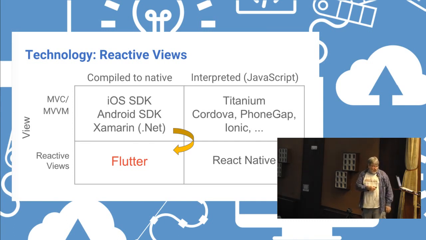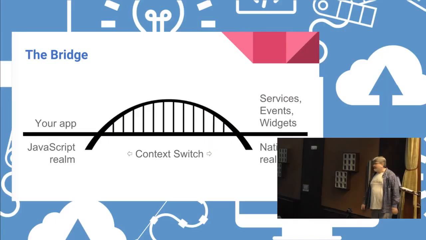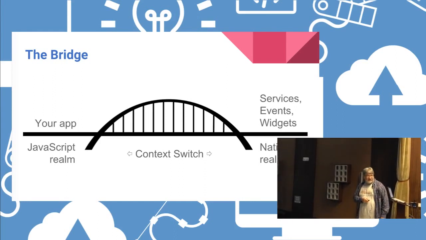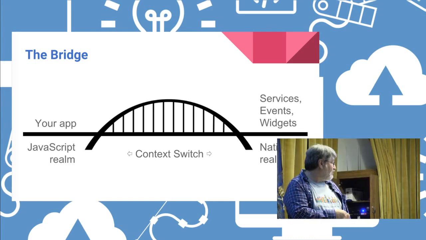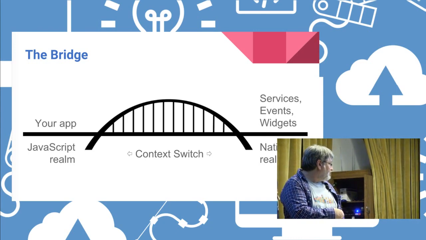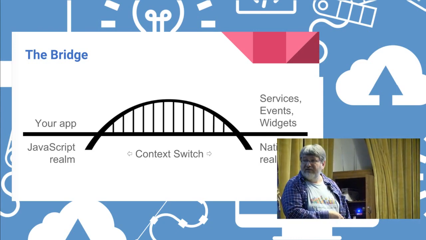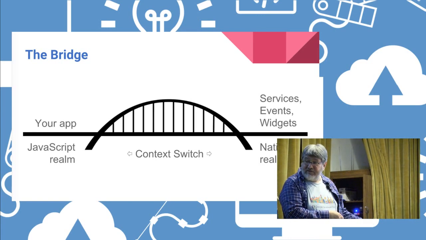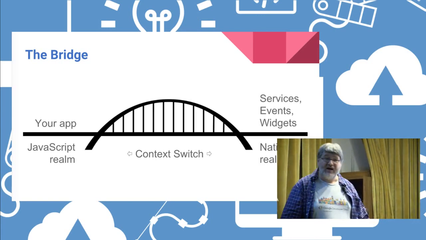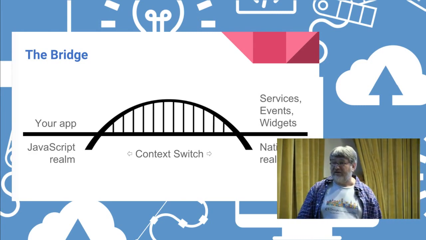So why do we care about compiling to native? The problem is something called the bridge. If your app is trying to talk to some of the phone services or get some events or talk to the widgets on your platform, then it has to go over what's called a bridge from the JavaScript realm to the native realm. So this is in a JavaScript app. And in order to do that, it has to do a context switch. And context switches are very, very slow, right?